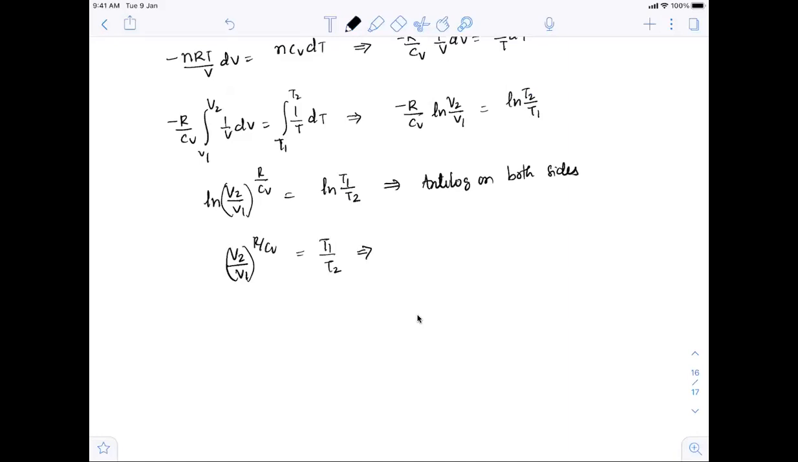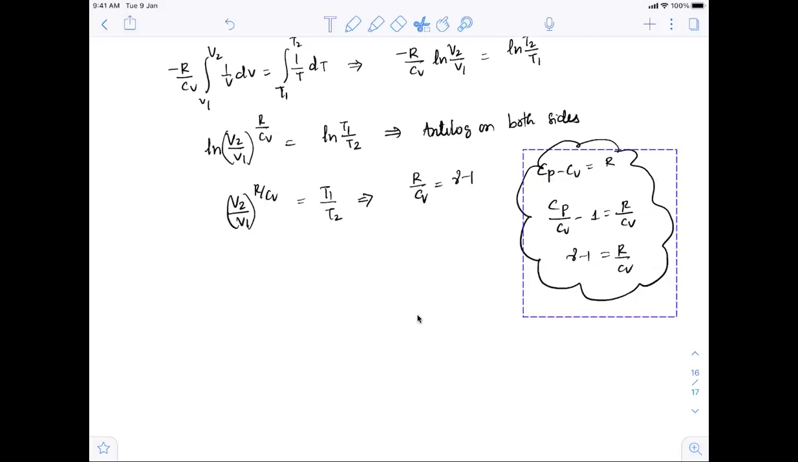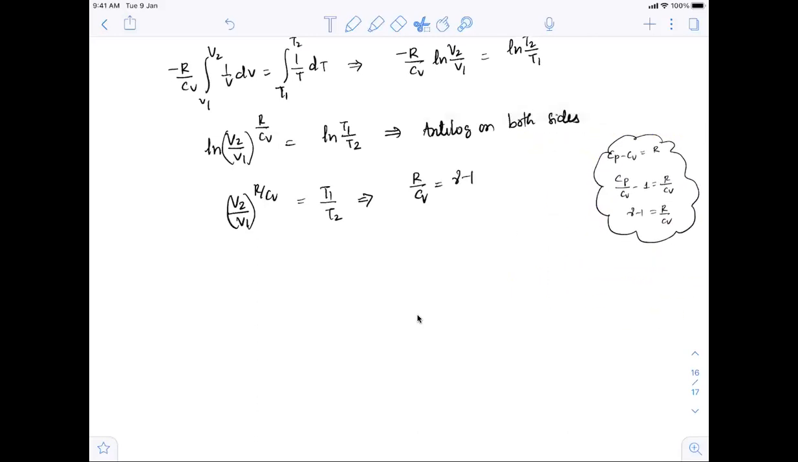Which implies I can write R by Cv as gamma minus 1. How? Check. Cp minus Cv is equal to R. Divide everything by Cv. So we will get gamma minus 1 is equal to R by Cv. I guess you understood how we got that.